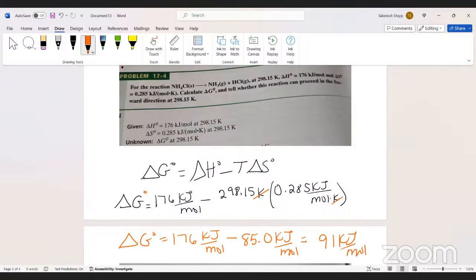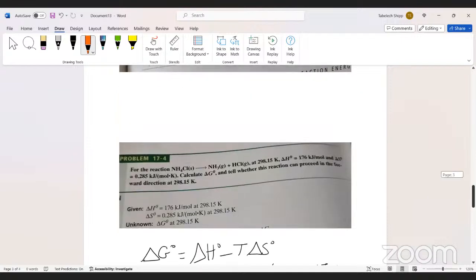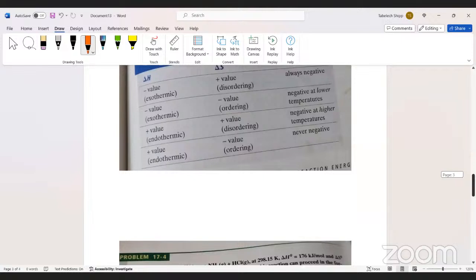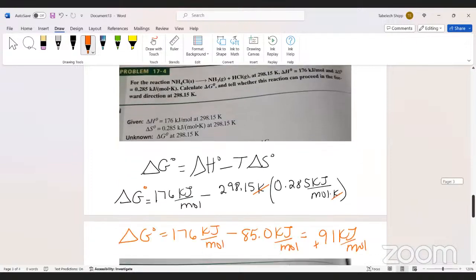Now, the question is whether this reaction will proceed in the forward direction. Let's find out. Our answer here is positive 91. So let's go to the chart to determine that. Okay, let's go back and look at our numbers. Our delta H was positive. Our delta S was also positive, okay? And our delta G was positive, but right here it says it's negative at higher temperatures. So what can we say about this? What can we conclude about this?